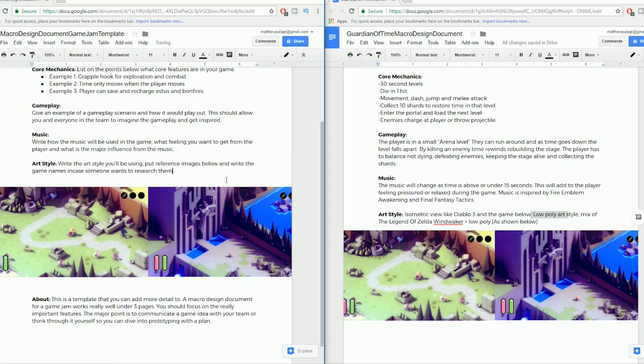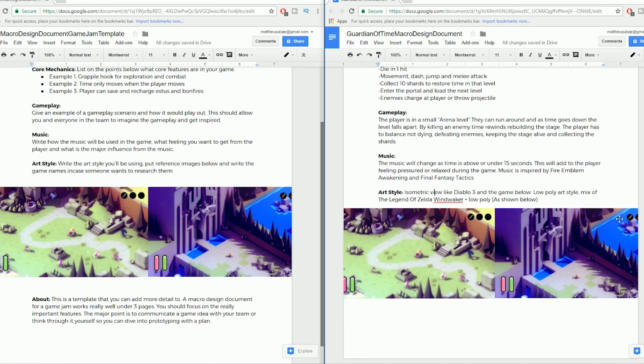Should write them there. And as you can see here, we've got that isometric view, and I write Diablo 3 because most people have seen that. It's a more widely known game, so people can really imagine what that would look like. And then I can write, it's a mix of The Legend of Zelda, Wind Waker, and low poly art style, and they can imagine Wind Waker isometric with a more flat shaded look, and then some reference images. And I find the reference images are super important.